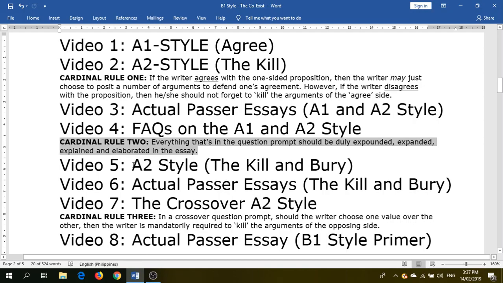In video 5, we talked about a variant of the A2 style, which is the kill and bury. If you remember, the kill is where you mention the agree arguments and then kill them afterwards. And the bury is where you mention your own disagree arguments. So there's really a difference between the disagree arguments over here and the kill arguments over there.